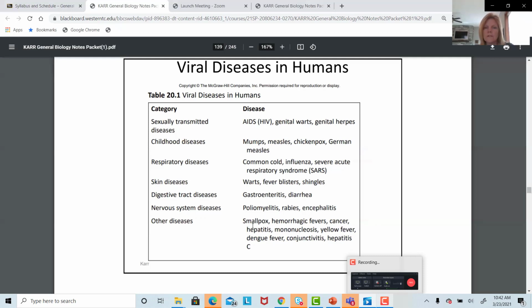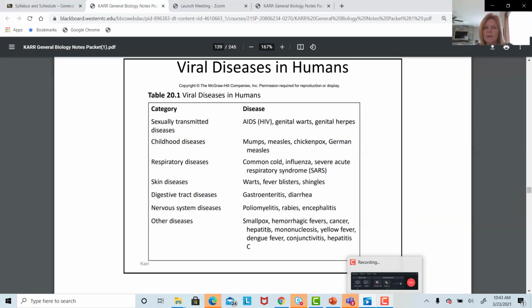And then other diseases that hopefully you've never had to deal with. Smallpox, we've eradicated. And I had my video yesterday talking about vaccines and viruses that we've been able to eliminate with vaccines. And cancer, some cancers are caused by a virus. For example, cervical cancer is caused by the HPV virus, the human papilloma virus. And that is why we give that vaccine now.